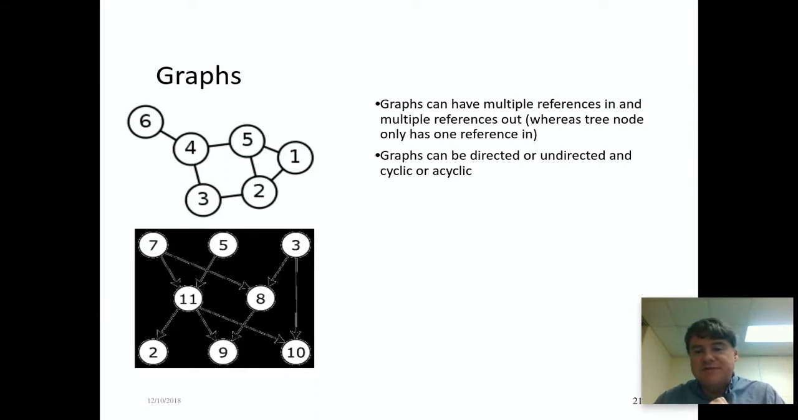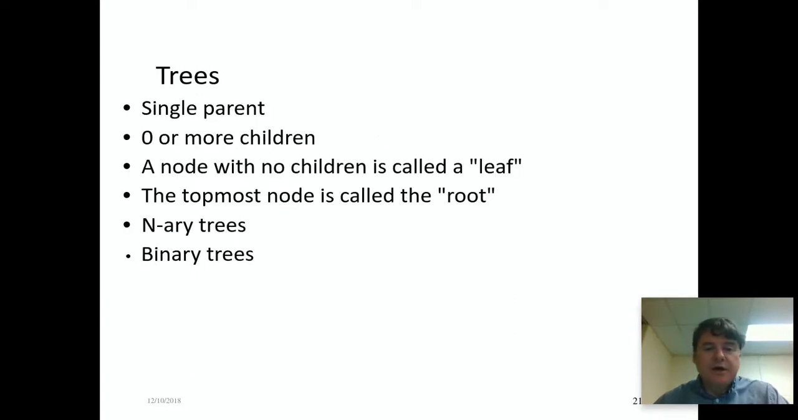Graphs can have multiple references in and multiple references out, whereas tree nodes only have one reference in and typically multiple references out. Graphs can be directed or undirected, and they can be cyclic or acyclic, trees being acyclic. A tree has a single parent and zero or more children. A node with no children is called a leaf. The topmost node is called the root. And you can have binary trees or n-ary trees.